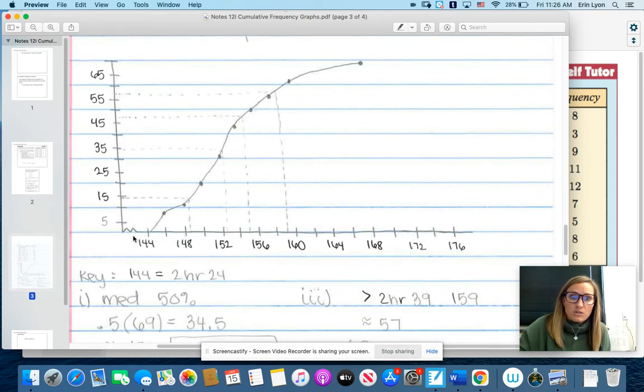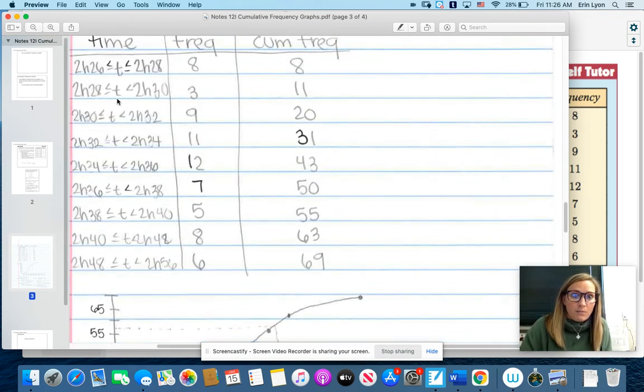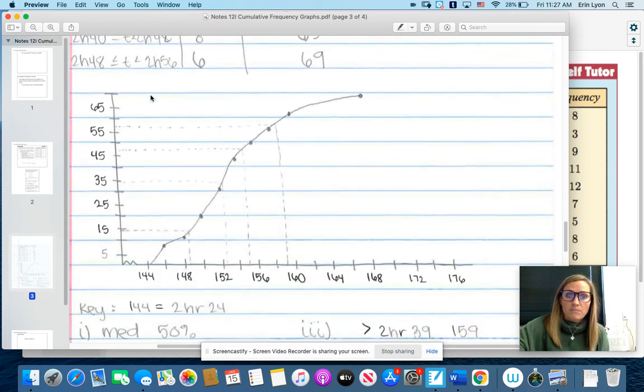Then we have 20 and then 31. So you're plotting all of those cumulative frequency points at the back end of that frequency. I'm looking at all of these numbers right here, and that's where I'm plotting those points. And then once you have all the points plotted, you start at 0 and you just make your curve. And that's your cumulative curve.